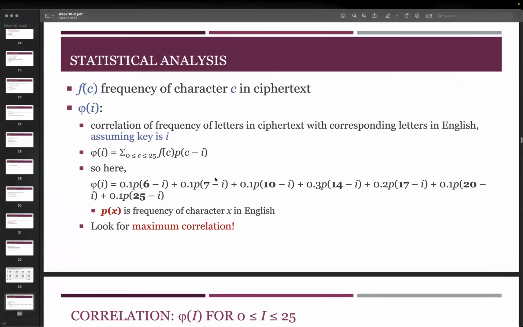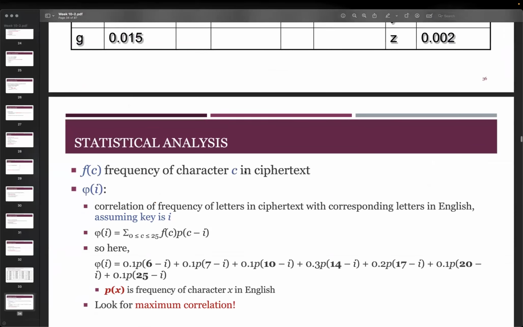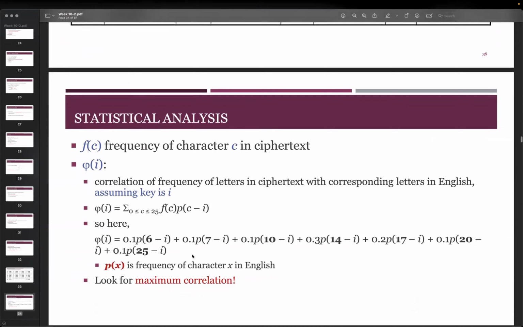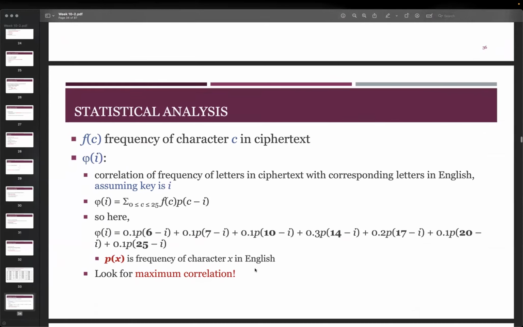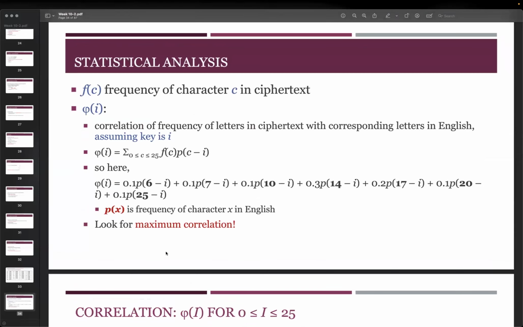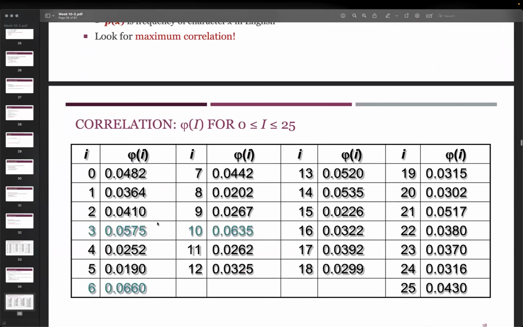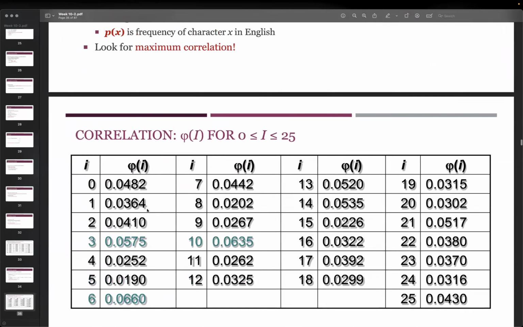Just assuming we have the original text, we put the letters in one by one, and then you can get it. The p(x) will be the frequency, so right here will be the characters in English. So we can try to look for the maximum correlation. Once we get all these correlations, we get the i.